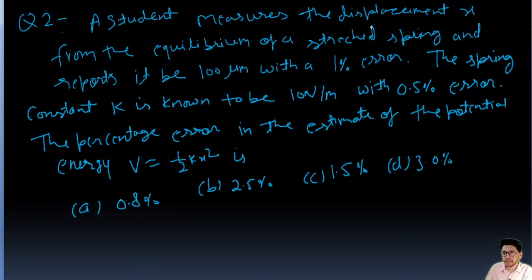A student measures the displacement x from the equilibrium of a stretched spring and reports it to be 100 micrometer with 1% error. The spring constant K is known to be 10 Newton per meter with 0.5% error. So these are the errors. We need to find the percentage error in the estimate of the potential energy, V equal to half kx square. It's a very good and very simple question.